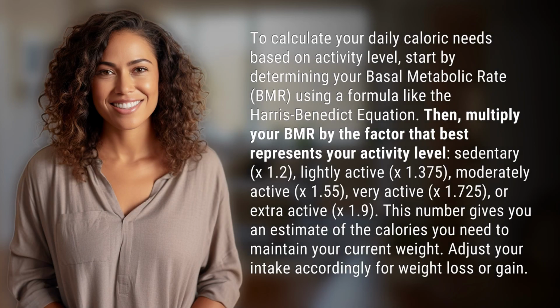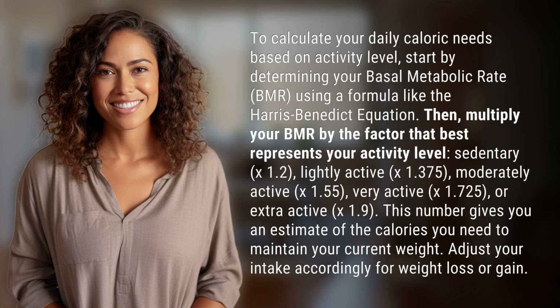To calculate your daily caloric needs based on activity level, start by determining your basal metabolic rate, BMR, using a formula like the Harris-Benedict Equation. Then, multiply your BMR by the factor that best represents your activity level.